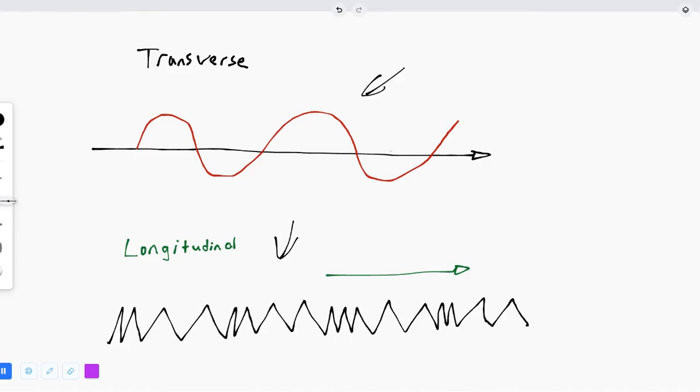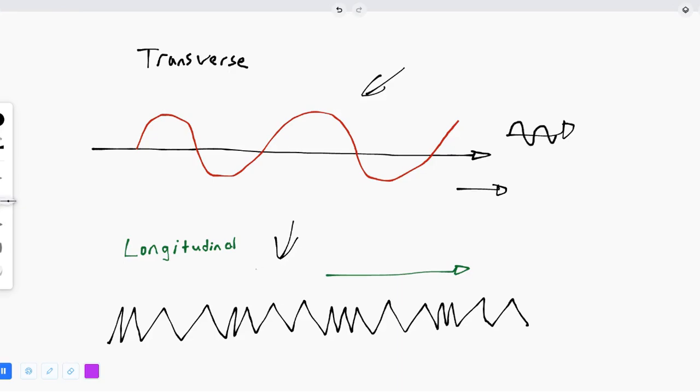So transverse, we can see the direction of the wave is the direction of the black line. So the black line is going in that direction, but the wave is going up and down. Okay, so the oscillation, which is the wave going up and down, is perpendicular to the movement of the wave. So the wave is going that way, but the wave oscillation is going up and down like this.